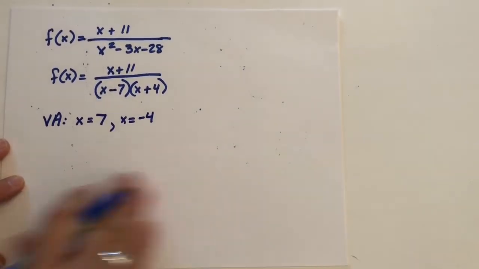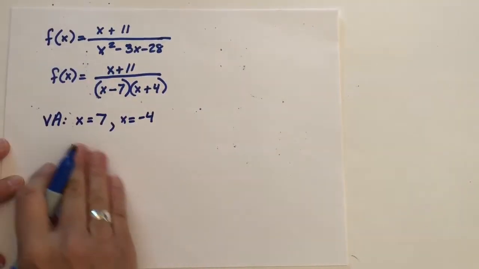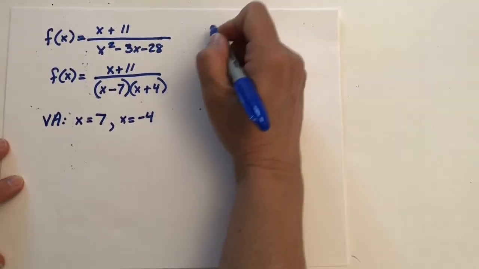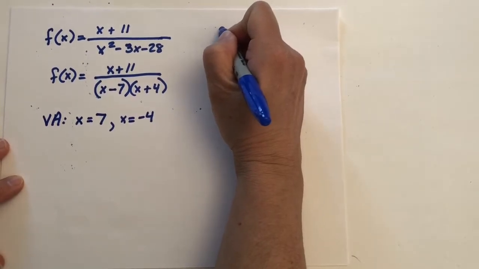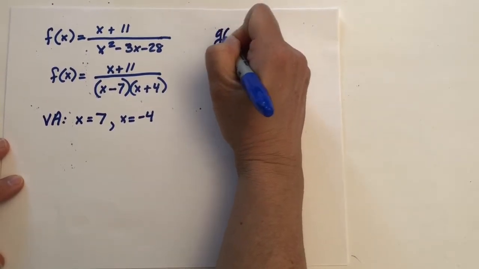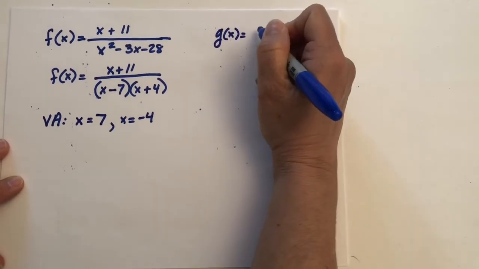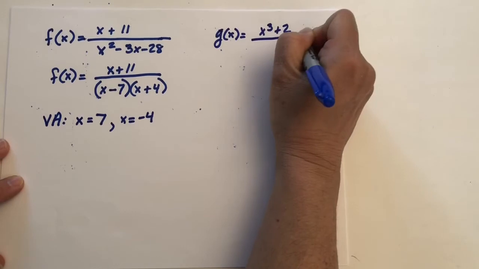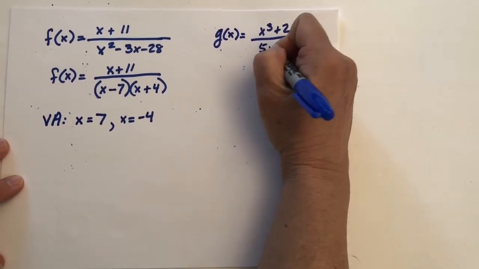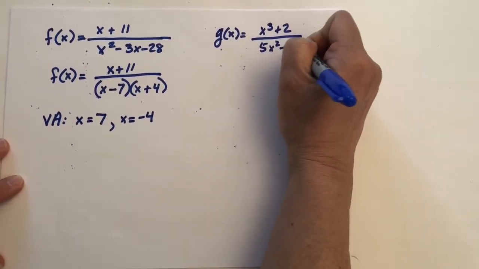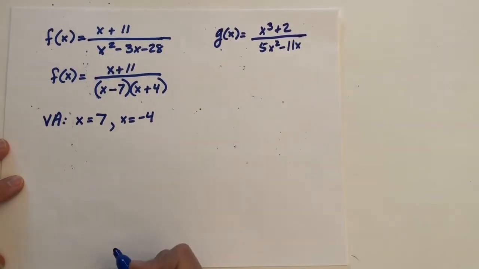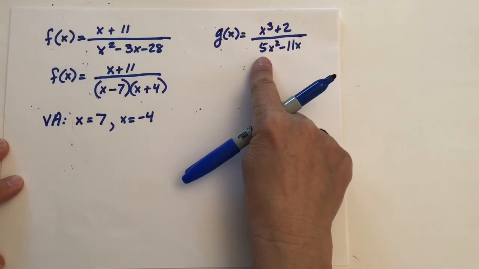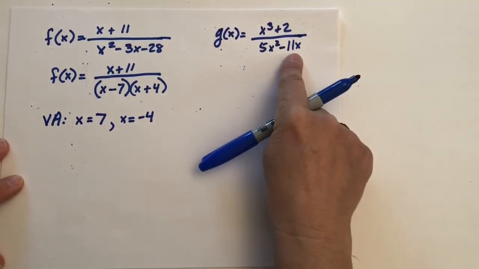And it's done. We're not going to graph it right now, but I just wanted you to see how we get that vertical asymptote. Let's do another one. How about g of x equals x cubed plus 2 over 5x squared minus 11x. Again, our goal is to find the vertical asymptotes.